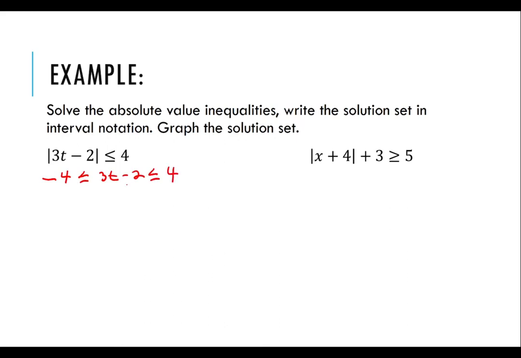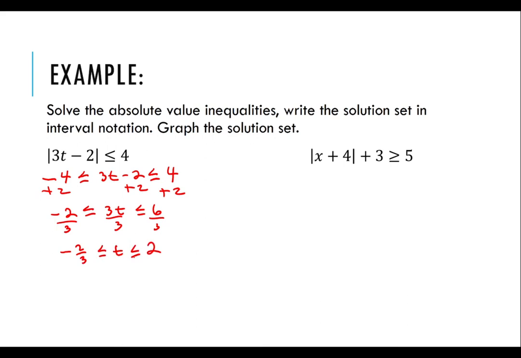Then solve for t, so add 2, add 2, add 2. That is -2 less than or equal to 3t less than or equal to 6. Divide by 3, divide by 3, divide by 3. Negative 2/3 is less than or equal to t is less than or equal to 2.